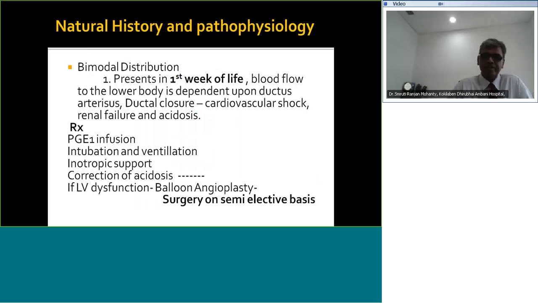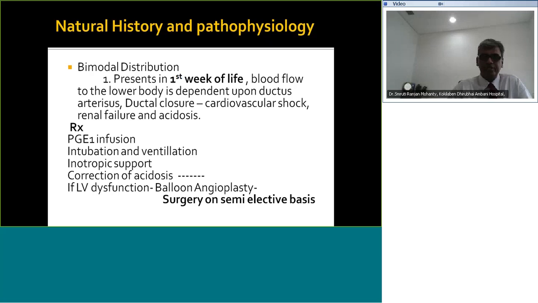That means it presents very early in life, and subsequently it can present in infants and in older kids. The first presentation is usually in the first week of life, and this is because the blood flow to the lower body is dependent upon the ductus arteriosus in this case, and whenever the duct closes, the baby lands up in cardiovascular shock, renal failure and acidosis. So what do you do in that situation? We start prostaglandin E1, which takes care of the ductal opening, and the coarcted segment also opens up since it contains ductal tissue.